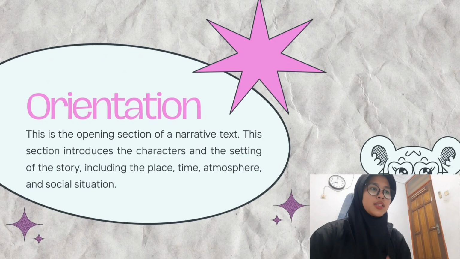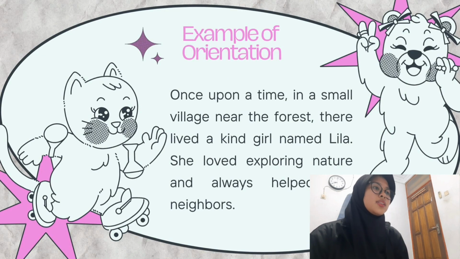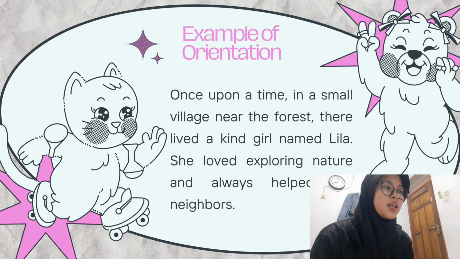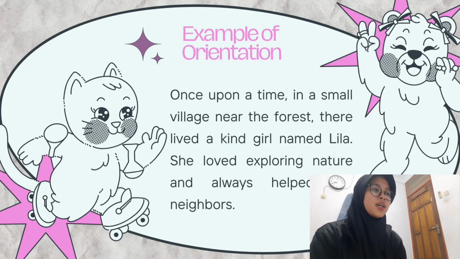So by reading the orientation, the readers can get a preliminary illustration of the story. We can get a clear introduction, like who the characters are, where it is taking place, when it is happening, and so on. So to be clearer, let's look at an example of the orientation. Once upon a time, in a small village near the forest, there lived a kind girl named Lila. She loved exploring nature and always helped her neighbors.